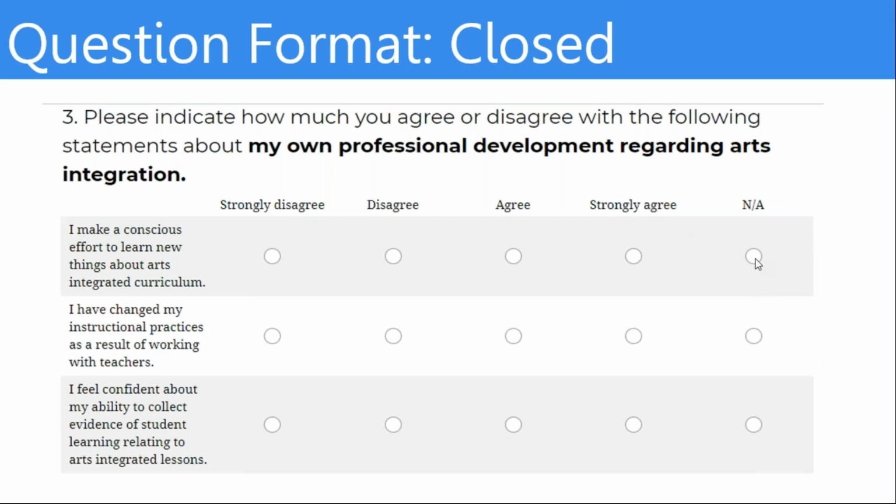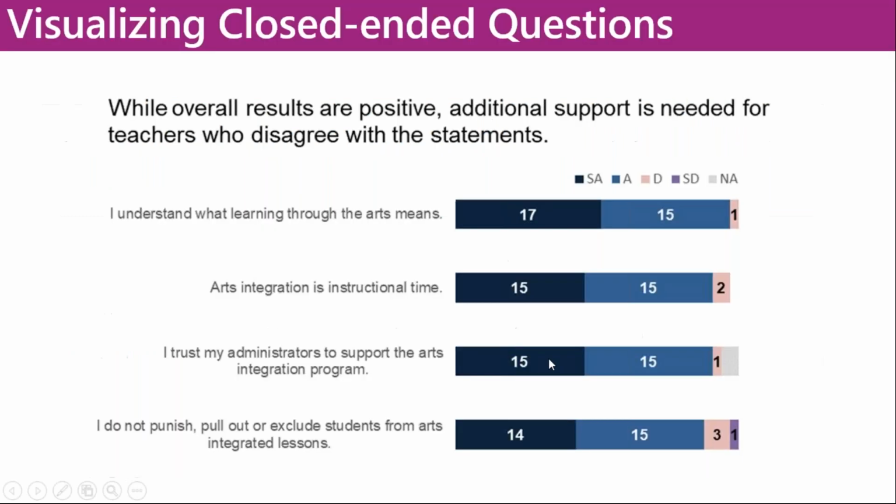But in this instance, I did choose to use an NA, not applicable, because for some people, they may not be able to answer that question because it doesn't apply for them. So this gives them an out, but then it doesn't affect the data. It doesn't invalidate the data there.